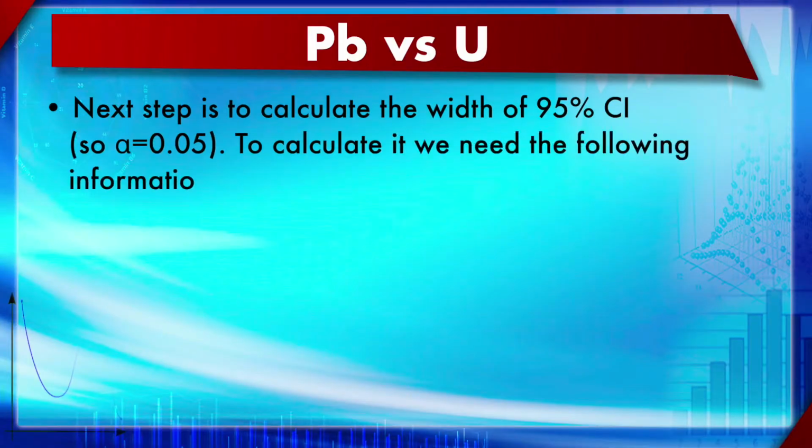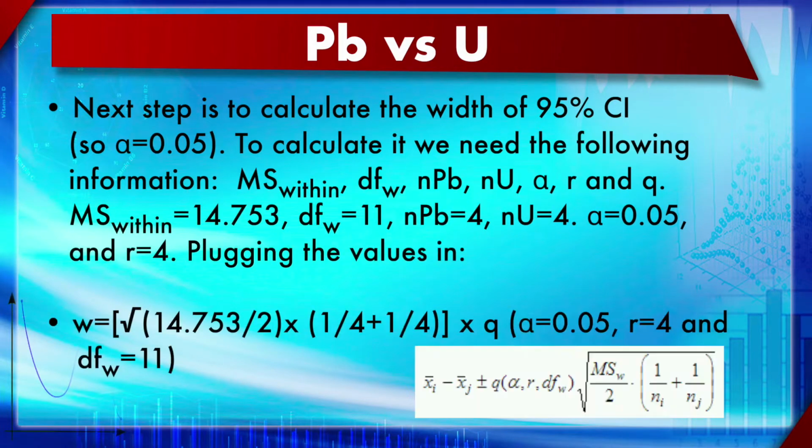The next step is to calculate the width of the 95% confidence interval, given that the significance level is 0.05. To calculate, we need to know the following information. First is MS within, then degrees of freedom within, then the sample size N of lead, then N of uranium, then alpha, which we already know is 0.05, then R, the total number of groups that we include, which is 4, and then the Q. So you need 7 pieces of information to plug into this equation.